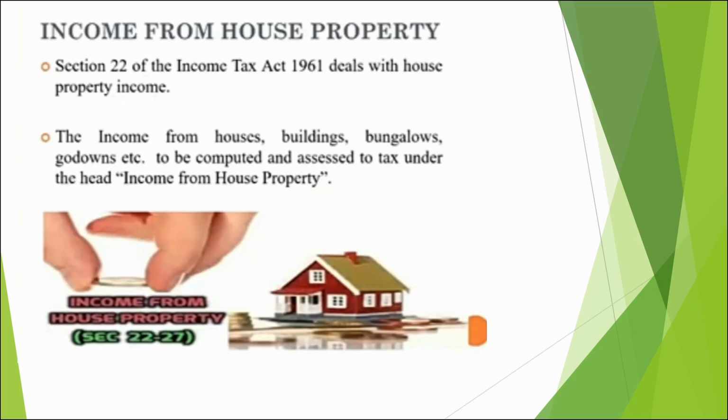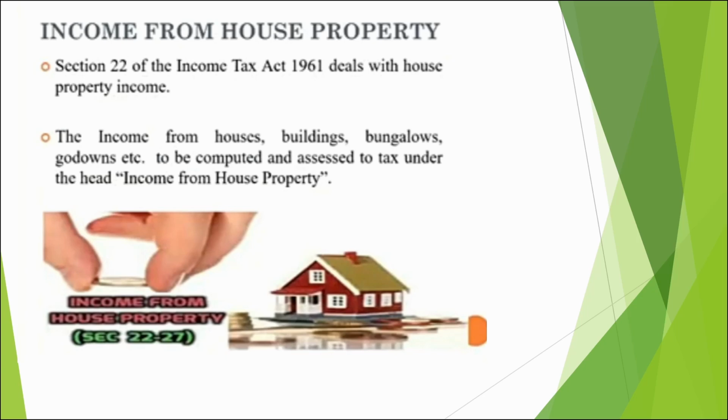Today's topic is income from house property. In this, the second head of income chargeable to tax, given in sections 22 to 27 of the Income Tax Act. The income from houses, buildings, bungalows, godowns, etc. to be computed and assessed to tax under the head income from house property.